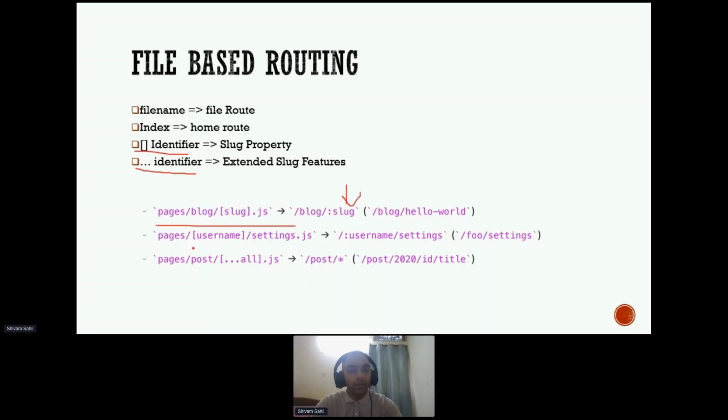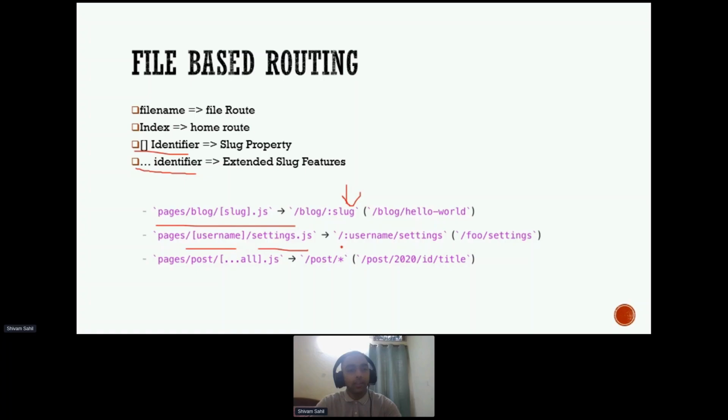And it's not like you have to use it at the end. You can name a folder like this also, username, and then inside that username you have settings.js. So now anything that is varying in this particular place, which is username, will be coming as a slug parameter. And similarly, this third one.